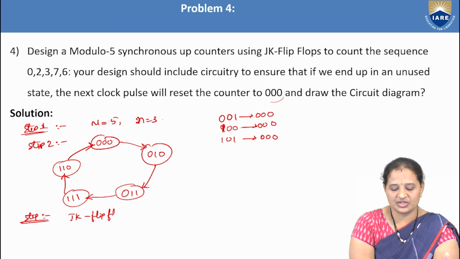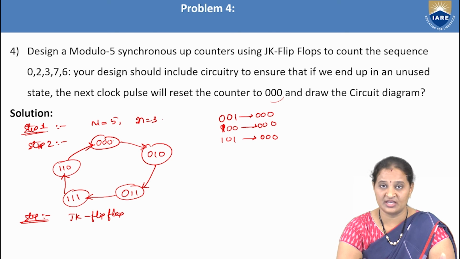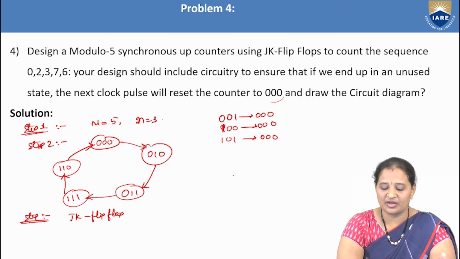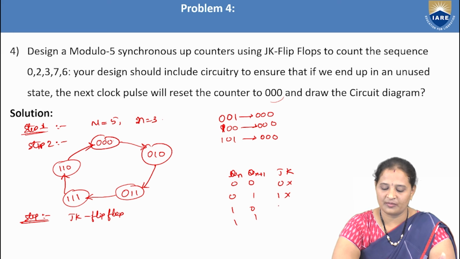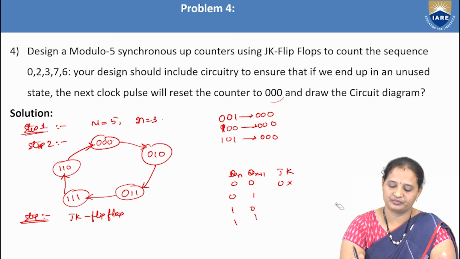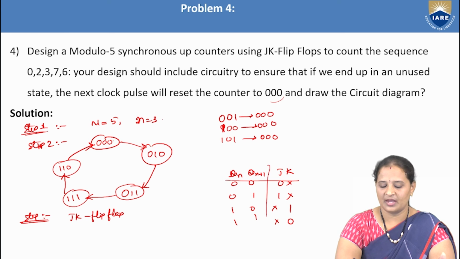As we are using JK flip-flop and designing a synchronous counter, we need to have the excitation table of JK flip-flop. Qn, Qn plus 1, J K: 0 0 gives 0 don't care, 0 1 gives 1 don't care, 1 0 gives don't care 1, 1 1 gives don't care 0. So this is the excitation table of JK flip-flop, right?